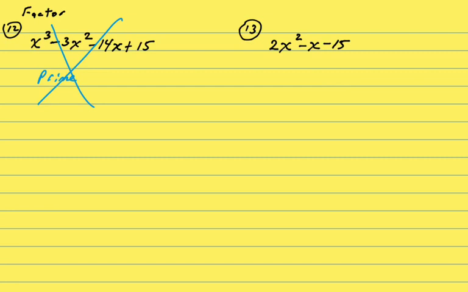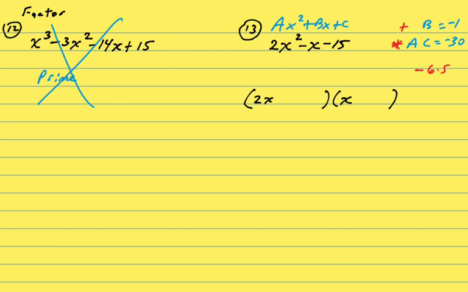Number 13, we want to factor. So how do you get 2x squared? It has to be 2x times x. Most times a trinomial factors into the product of two binomials, two terms. Anyway, on this one, a times c is negative 30. Ax squared plus bx plus c. b is negative 1. I need some numbers that will multiply to give me negative 30 and add to give me negative 1. With practice, you'll come up with them pretty quickly.